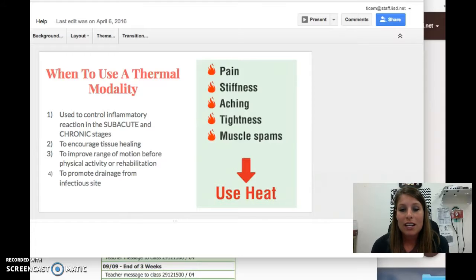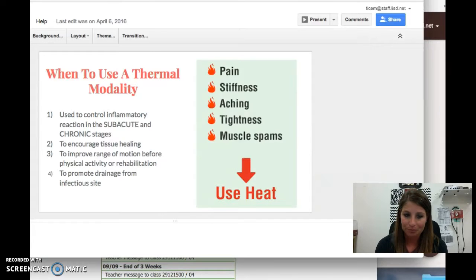Okay, I saw this little picture here, and I really liked the way that it gives us a little bit of a heads up. You can use heat if you have muscle spasms, muscle tightness, muscle aching, muscle stiffness. The only thing I don't super love is pain. Heat will help pain, but if you are in that acute phase, it trumps all of that. You don't want to apply heat in that acute phase of an injury.